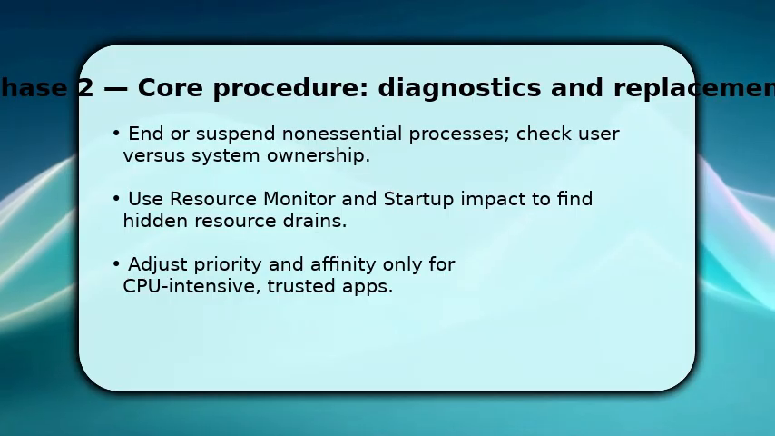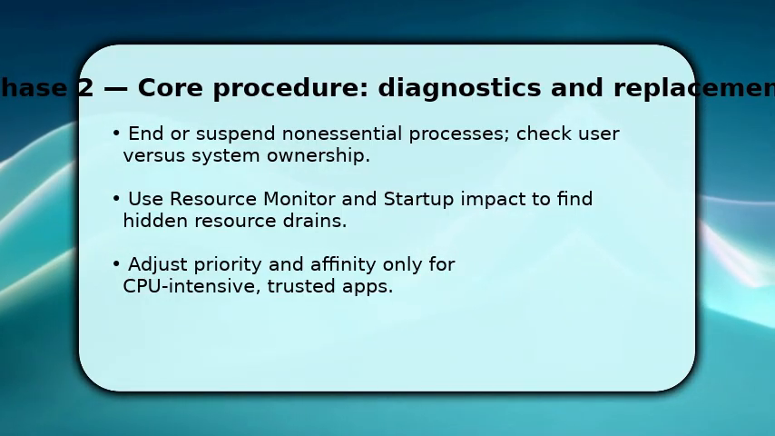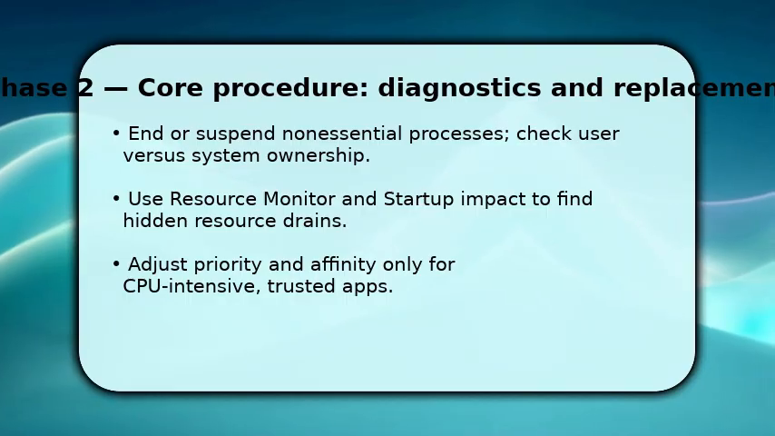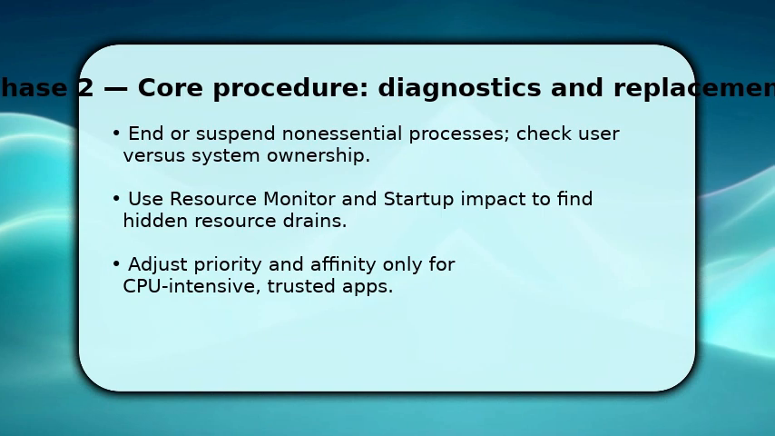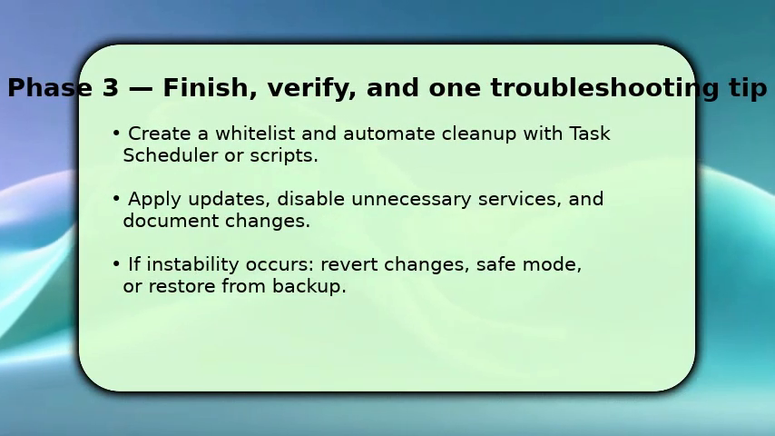If an app is CPU-intensive and trustworthy, change priority or set CPU affinity to limit cores. This reduces contention without killing the program. Once adjusted, monitor the Performance tab for a few minutes to ensure the system stabilizes and there are no unexpected spikes. Finish by codifying what you changed.